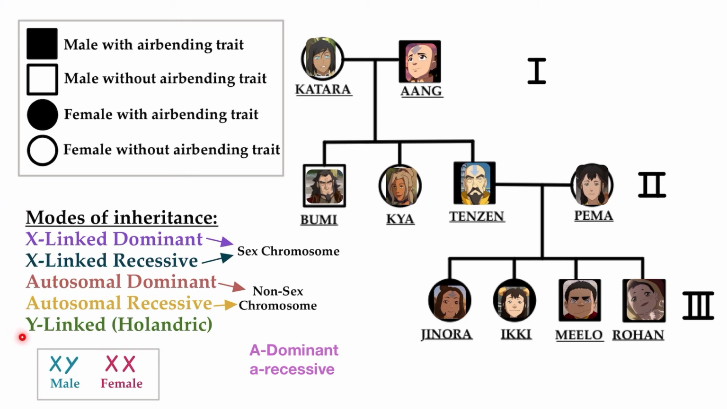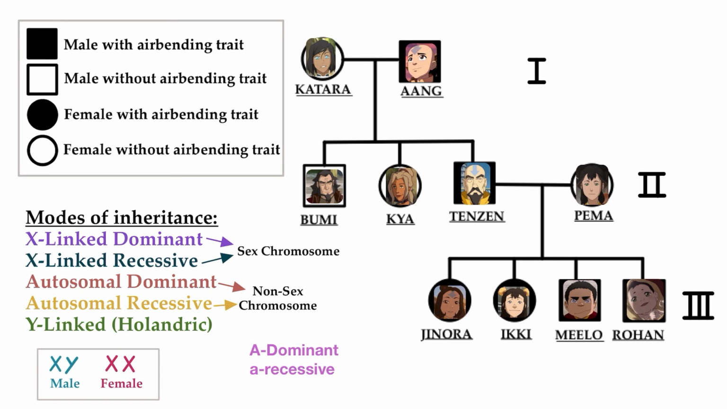Now let's look at the modes of inheritance. X-linked dominant and X-linked recessive are shown on sex chromosomes, while autosomal dominant and autosomal recessive are non-sex chromosomes. We also have the Y-linked, which is also known as the holandric. Now, males have an X chromosome and a Y chromosome, while females have two X chromosomes.